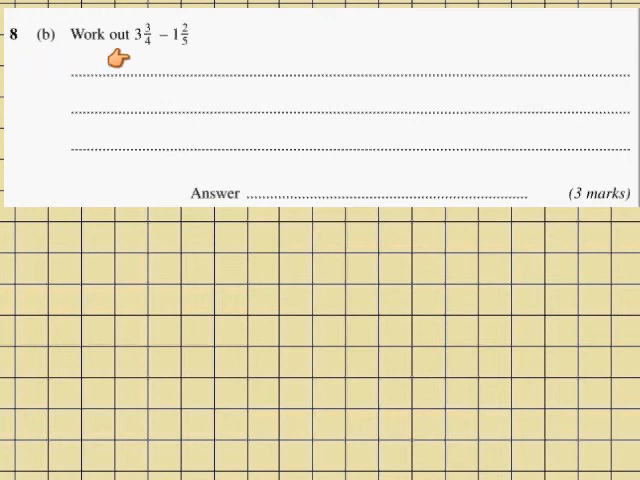Question 8b, work out 3 3/4 minus 1 2/5. This is worth 3 marks. Pause here and unpause to check your answer, or if you don't know how to continue.